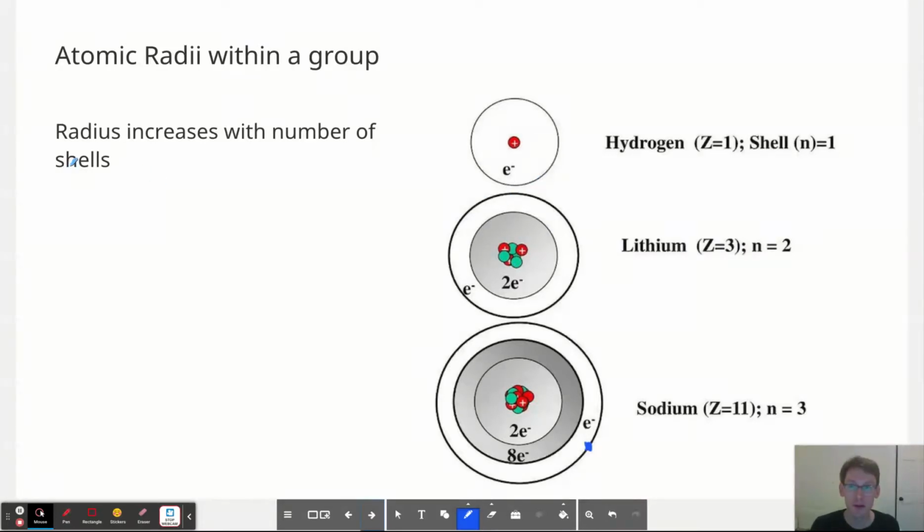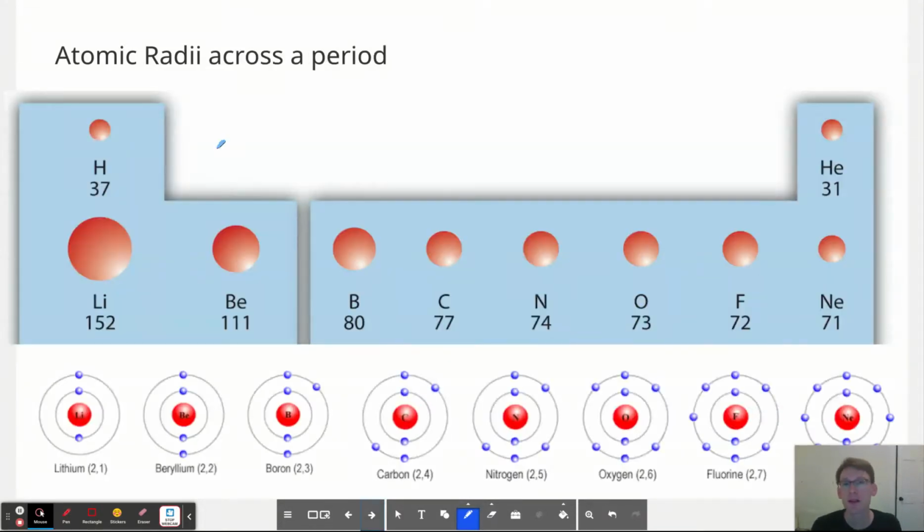So number of shells correlates with the size of radius. The greater the number of shells, the greater the radius. Now let's consider going across a period. What we can see here is that as we go right across a period, we find that the atom decreases in size. How can we explain it?